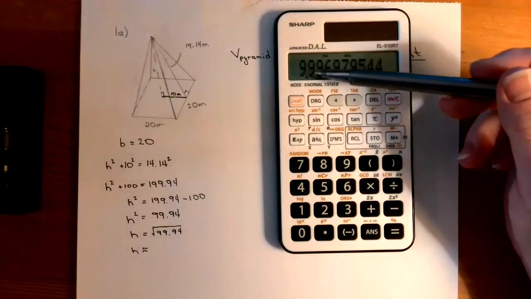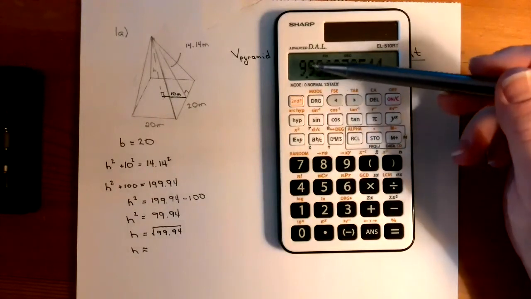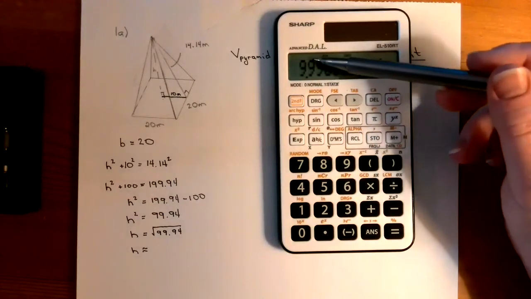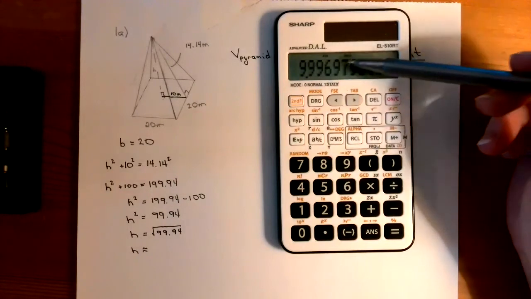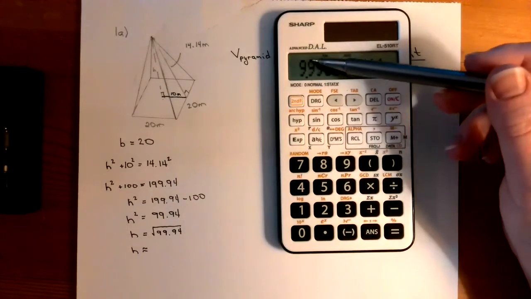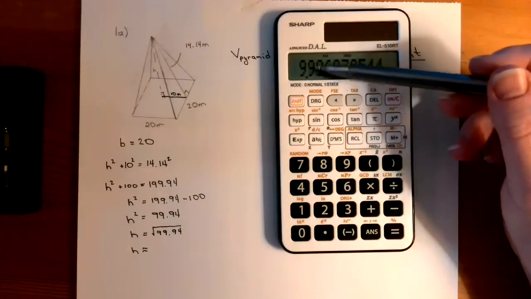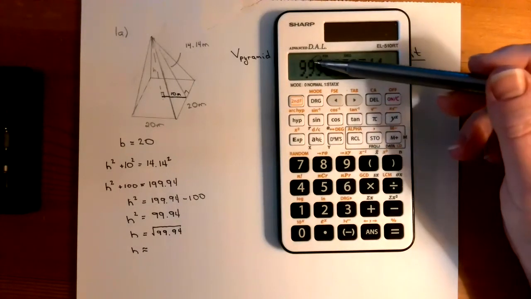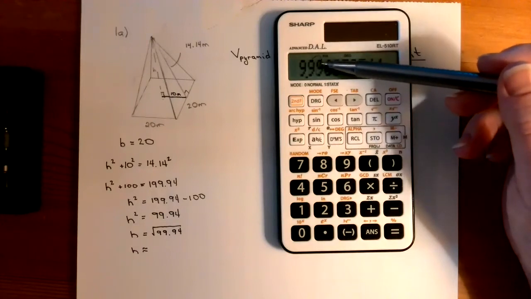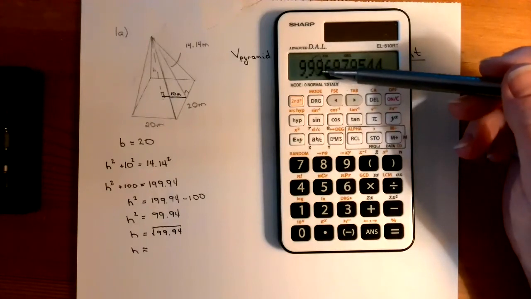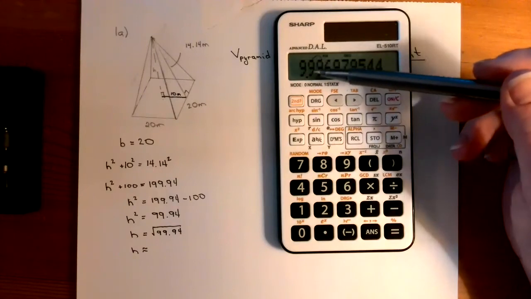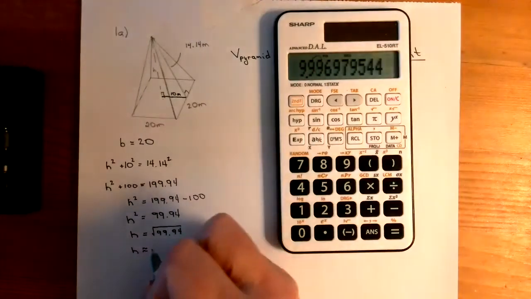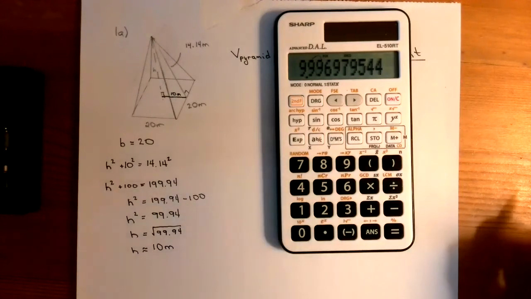So my height is going to be approximately equal to 9.99. If I want to write it to one decimal place, I look at the number after the 9, and since that is 5 or higher, I know I have to round up. Well, 9.9 rounded up would be 10. So my height is approximately equal to 10 meters.